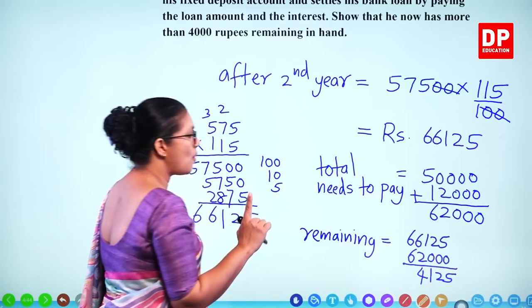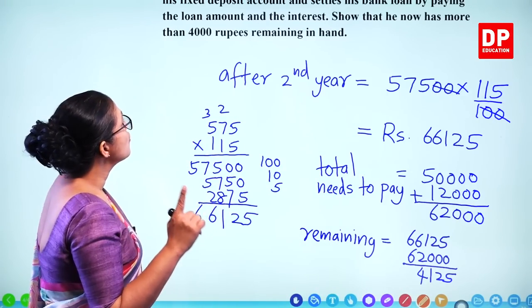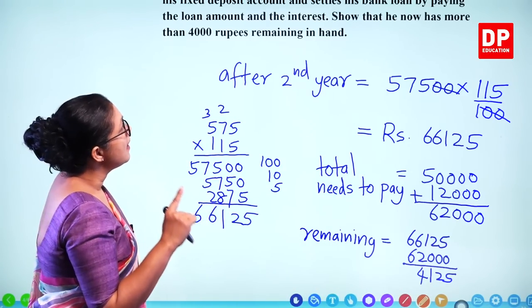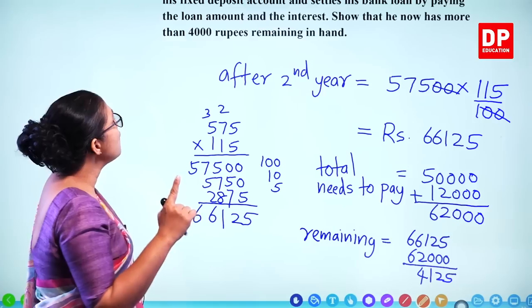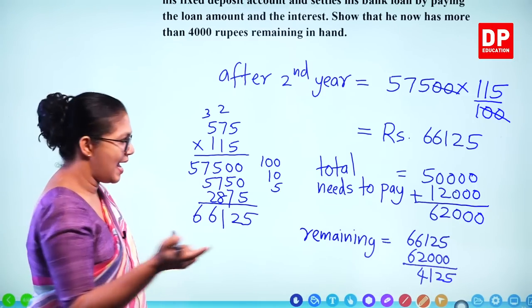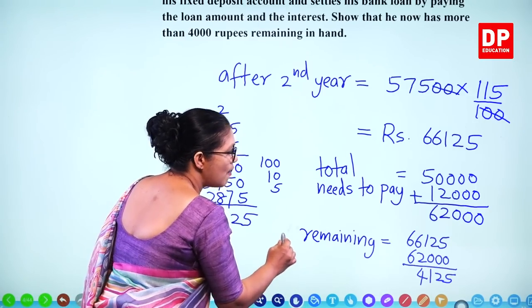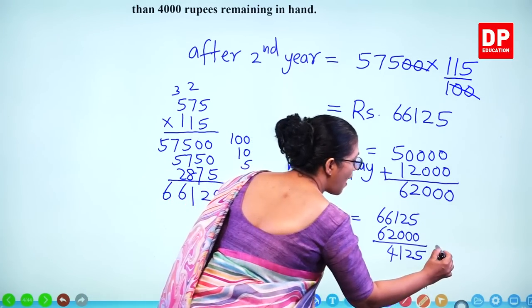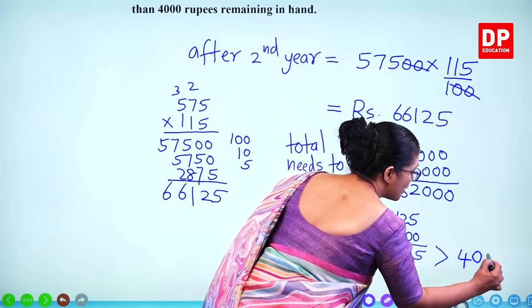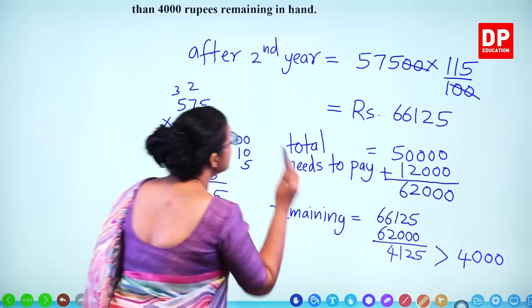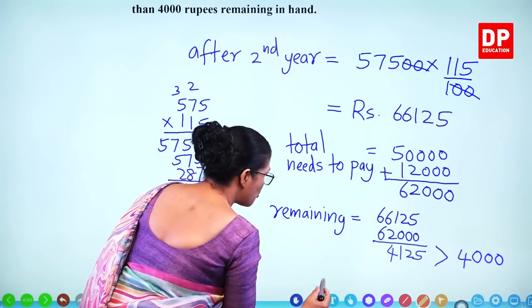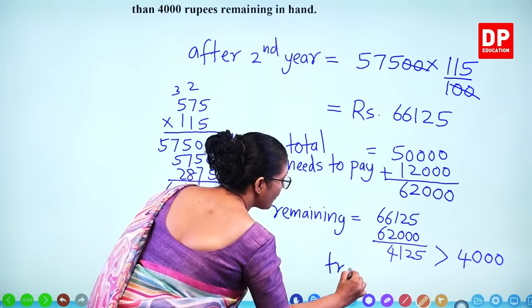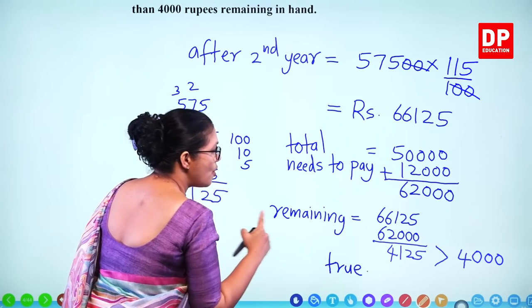That's 4,125. So show that he now has more than 4,000 rupees remaining in hand. So we can say 4,125 is greater than 4,000 rupees. That means this statement is true. So you can say true.